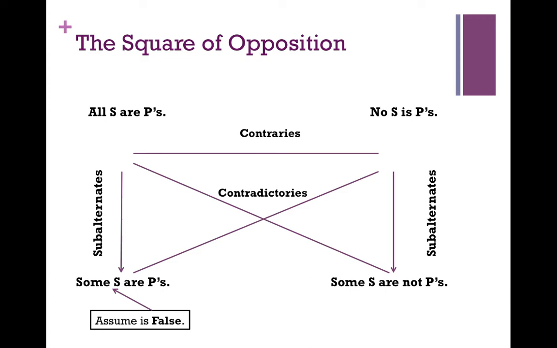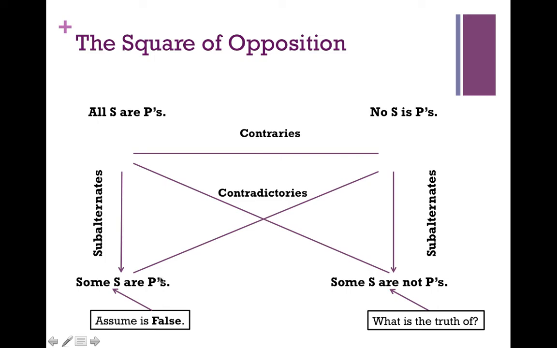If we assume that the I form proposition is false, so we say, well, it's just not true that some S are P, then what is the truth of the O form proposition? Here again, our contradictories are really going to help us out, because if this is false, that must mean that this up here, the E form, is true. And if no S are P is true, then we get our arrow right here. What is that telling us? If this is true, this must be true.